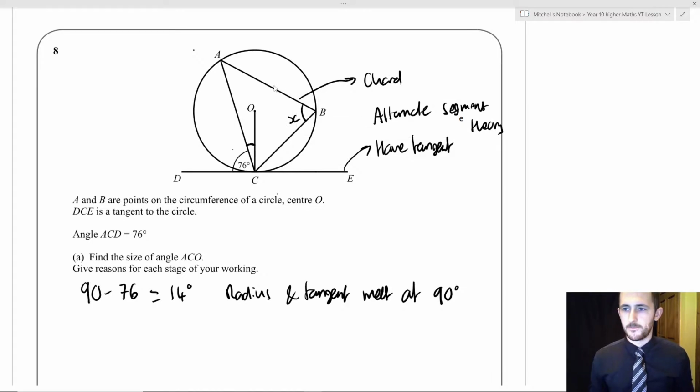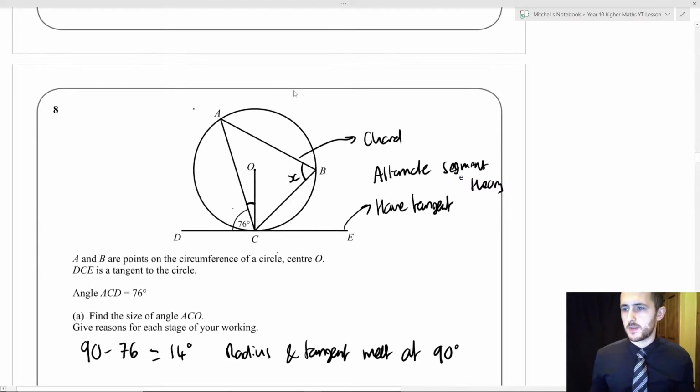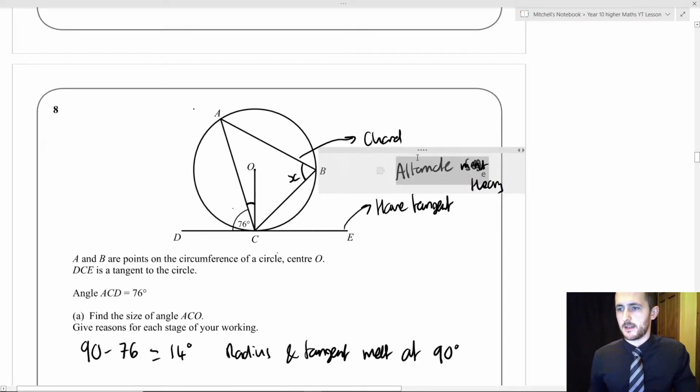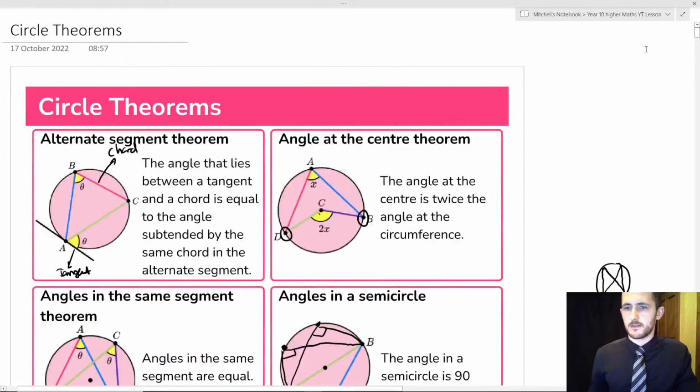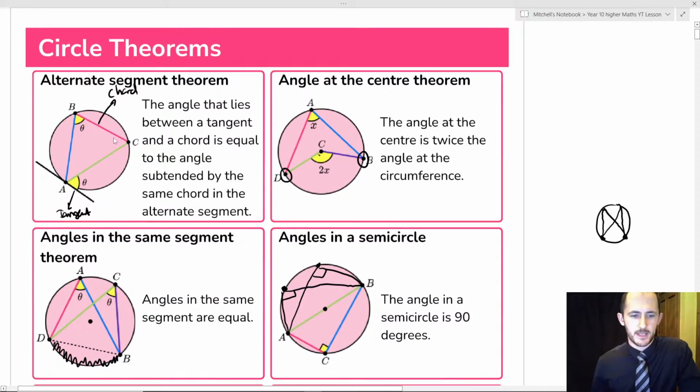Segment theory. Okay, so if I scroll up just to prove that what I'm saying is accurate, if you look here, this is the alternate segment theorem. The angle that lies between a tangent and a chord. Honestly, ignore the wording. The wording's horrific in my opinion. But when we have a tangent and a chord, the angle made by the chord and the angle made by the tangent are the same.